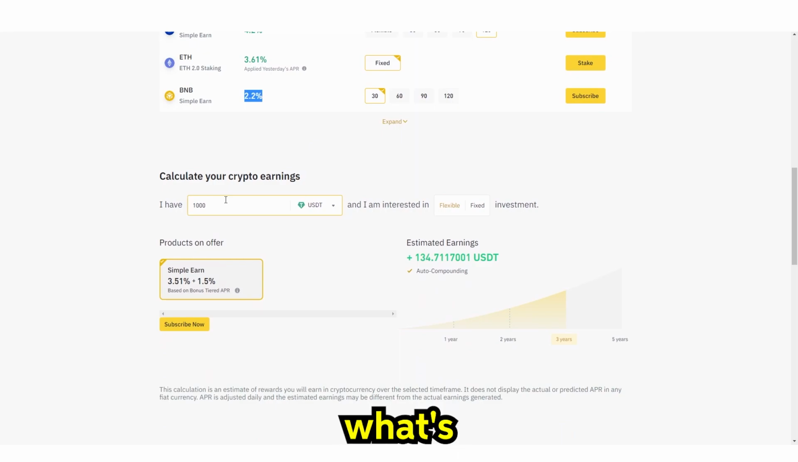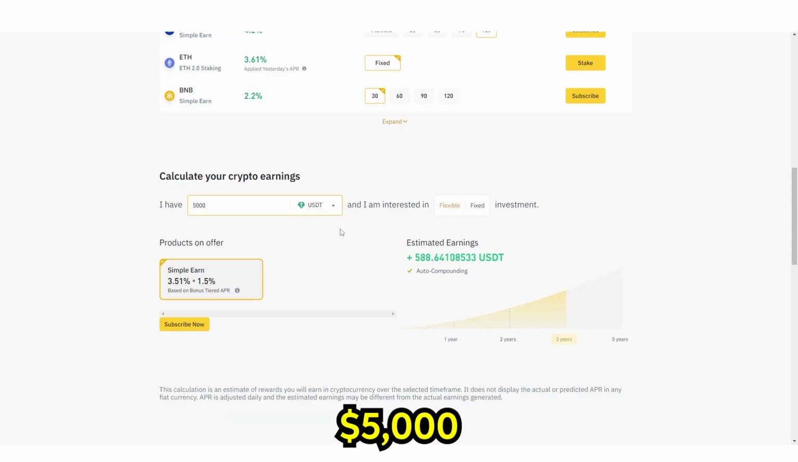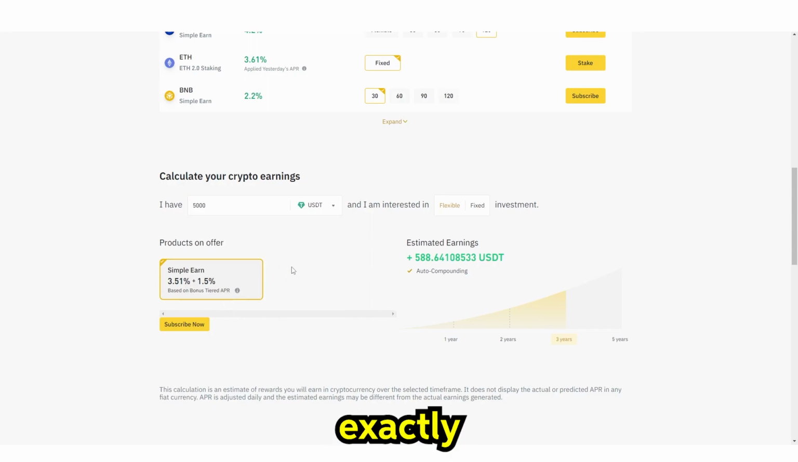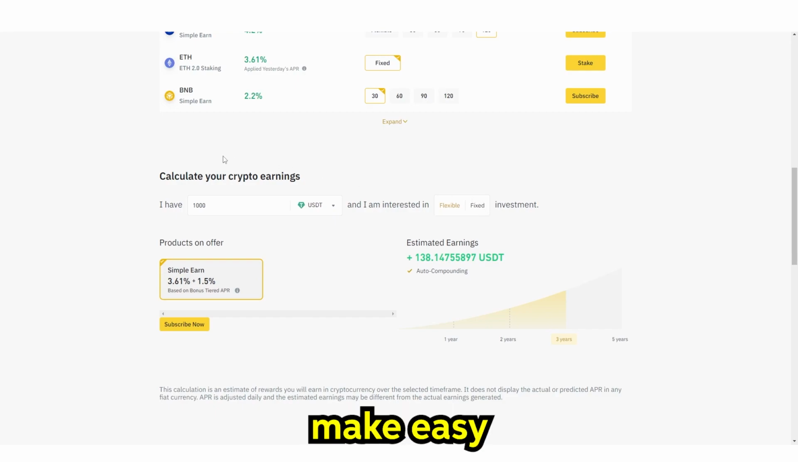So of course, what's good about this is that we have the calculators. This allows you to calculate how much you want. So let's say, for example, you had $5,000 and you wanted USDT and you wanted simple earnings. You can see right here that over 3 years, this is how your investment would grow. This is showing you exactly how it works, and this is just based on 1 year. You can see that $1,000 would return 138 USDT after 1 year, because it's 3.6% plus 1.5%. And it's definitely something that you can actually make easy passive income.